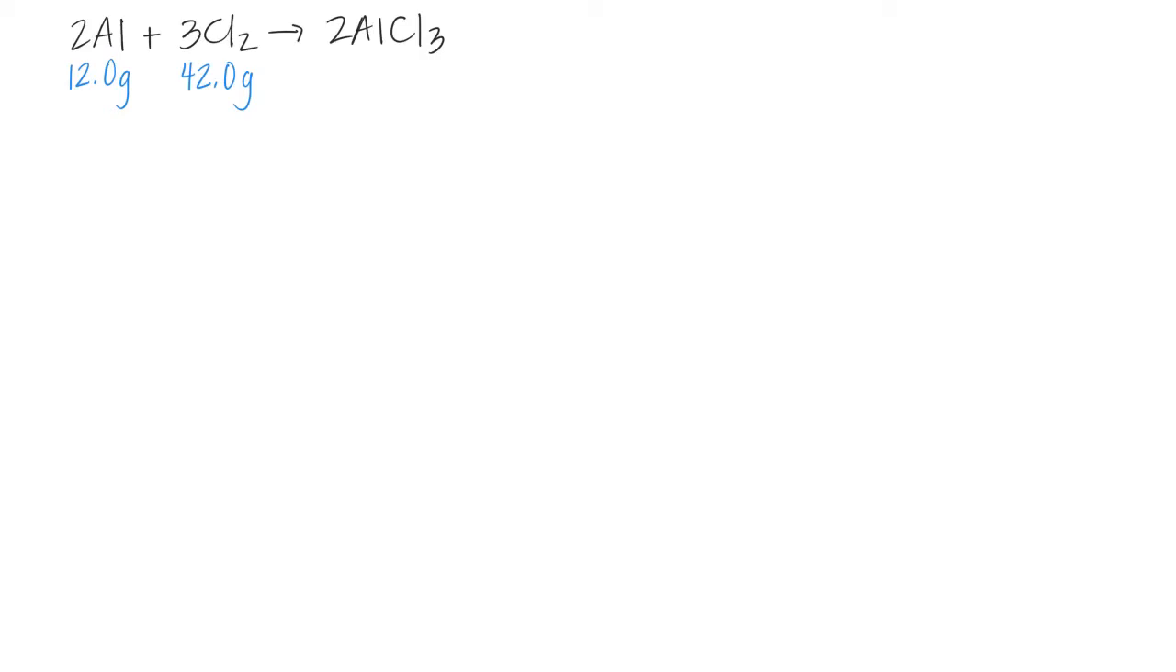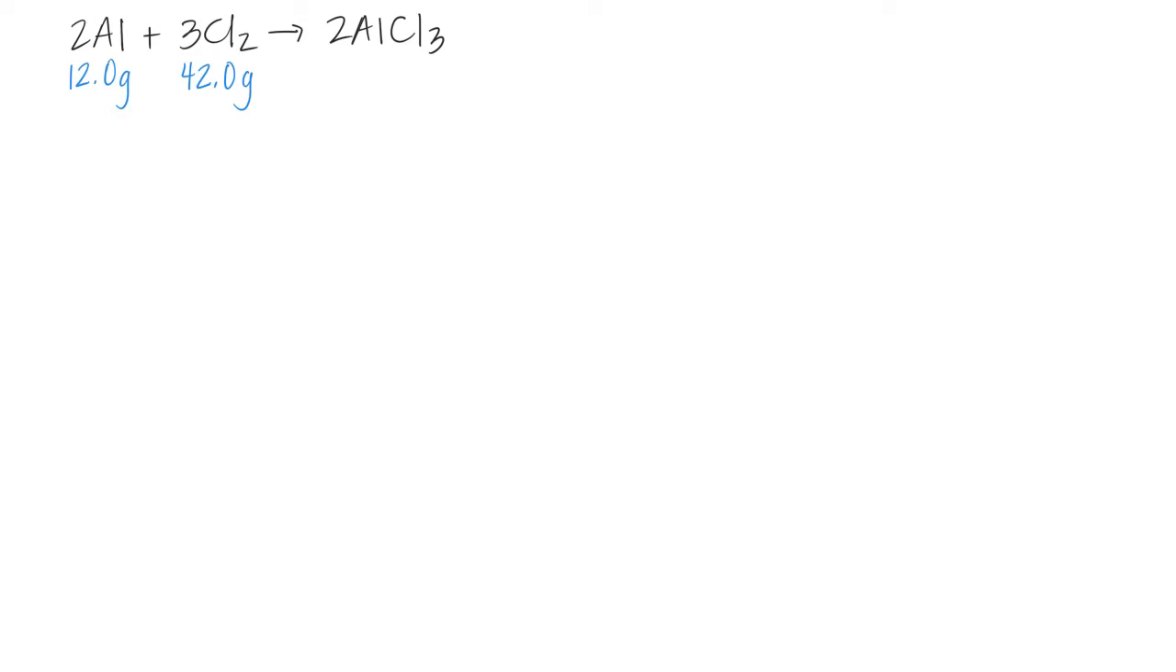Here we have the reaction of aluminum metal and chlorine gas according to the given balanced equation. We start with 12 grams of aluminum and 42 grams of chlorine. Let's determine the limiting reactant. First, we're going to convert the mass of each reactant into moles.